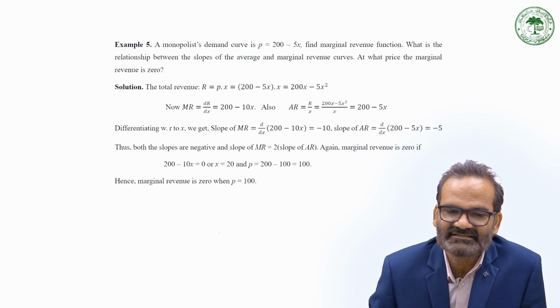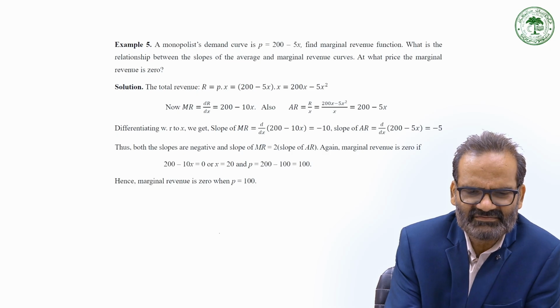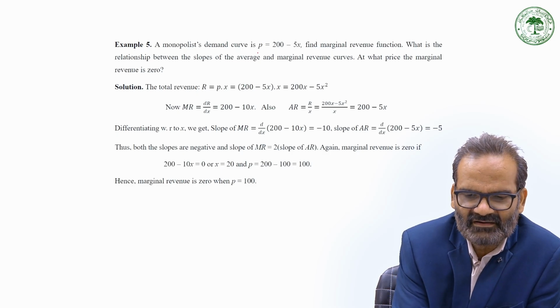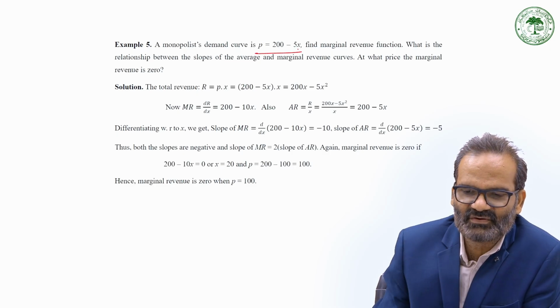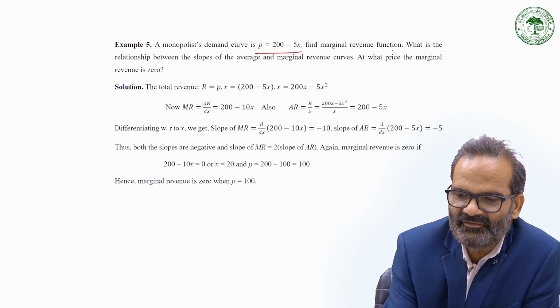At what price is the marginal revenue 0? Take the simple case, it's very simple. A monopolist demand function is P equals 200 minus 5x. Find the marginal revenue function.